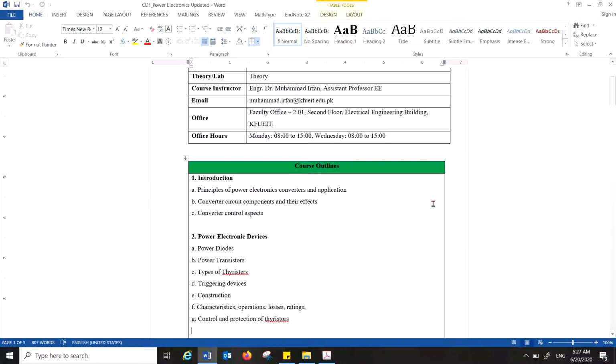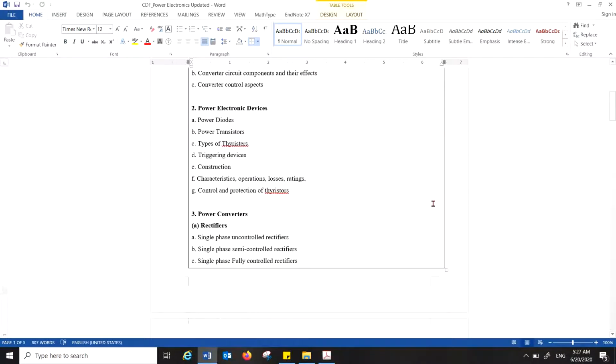We didn't go into detail on the triggering devices. We just curtailed our topic for the thyristor up to the snubber circuits. The control and protection of the thyristor is just the snubber circuit, accounting for the stray inductance, and the use of a capacitor with a series resistor serves the purpose.